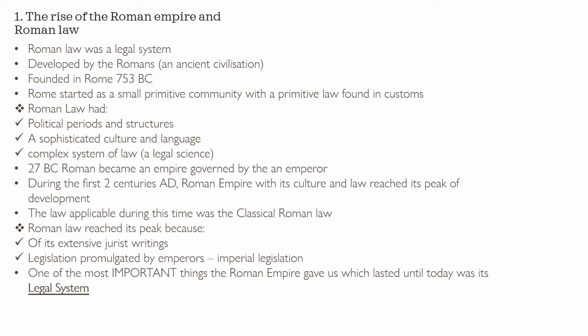27 BC, Rome became an empire governed by an emperor. During the first 2 centuries AD, the Roman Empire with its culture and law reached its peak of development. The law applicable during this time was known as the classical Roman law. Roman law reached its peak because of its extensive juris writings, legislation promulgated by emperors, which is an imperial legislation, and one of the most important things the Roman Empire gave us, which lasted until today, was its legal system.